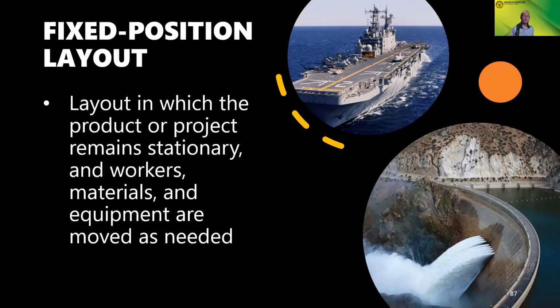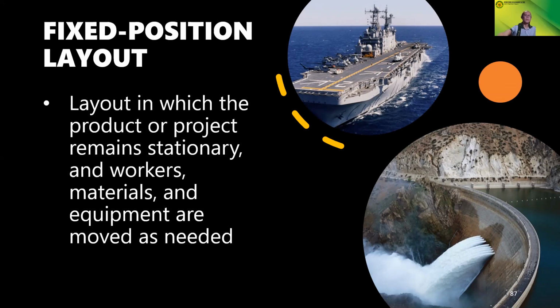The next type of layout is fixed position layout. Before that, maybe you have an idea of what kind of process can be used in product layout or what types of processes can be used in process layout. So the third type of layout is fixed position layout. In fixed position layout, the item being worked on remains stationary and workers, materials, and equipment are moved about as needed.